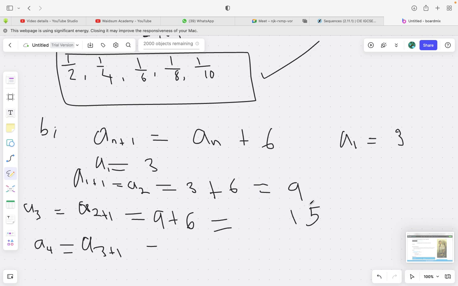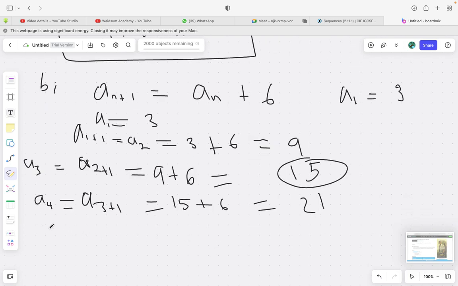What did we get for a3? You add 6 to it. Remember from the formula, whatever you got in the previous term, you just add 6 to it. So you say, what we got in the previous term was 15. So you say 15 plus 6, and 15 plus 6 will be 21.